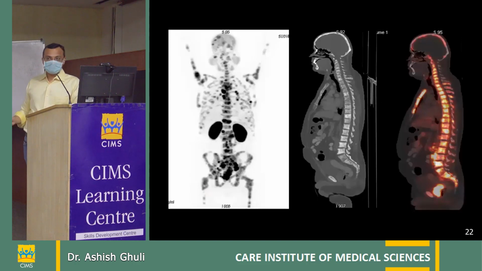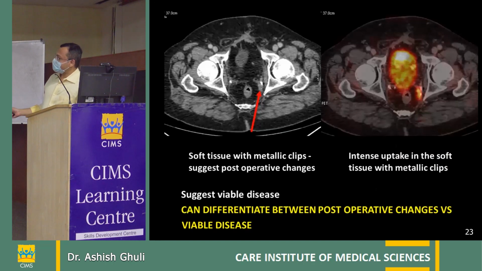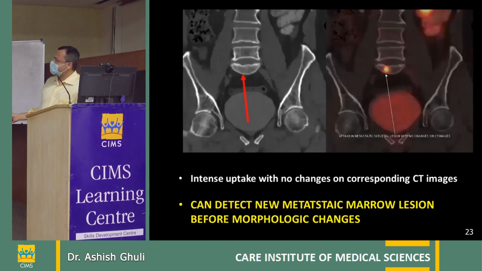This is a case with disseminated metastasis to multiple vertebrae of prostatic malignancy. This is a postoperative case of CA prostate. In this image, there is some soft tissue lesion seen at the operative site, adjacent to the hyperdense metallic clips. Now it is very difficult to differentiate on CT alone whether there is active disease or not. But on PSMA, the intense tracer uptake at the operative site suggests an active viable neoplastic disease. Also, PSMA PET can pick up any bone marrow metastasis much before any structural abnormality on the CT images.